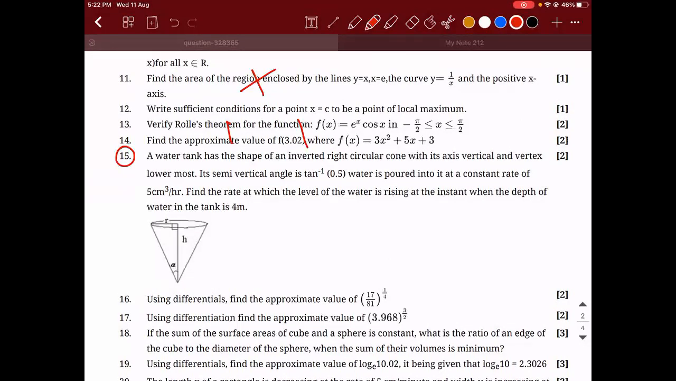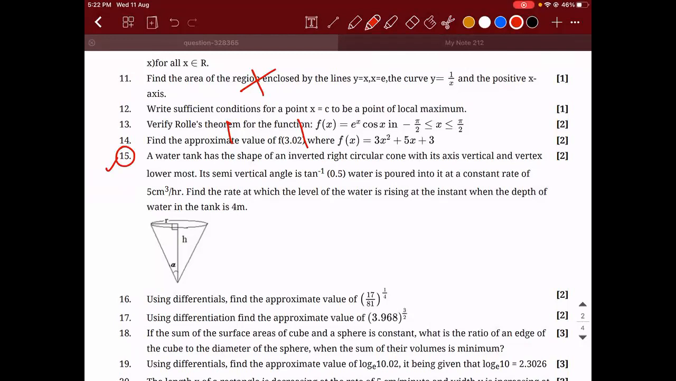So try the 15th one. There is a water tank which has the shape of an inverted right circular cone with its axis vertical and vertex as the lowermost. Its semi-vertical angle is tan inverse of 0.5. Water is poured into it at a constant rate of 5 centimeter cube per hour. Find the rate at which the level of the water is rising at the instant when the depth of the water is 4 meters.